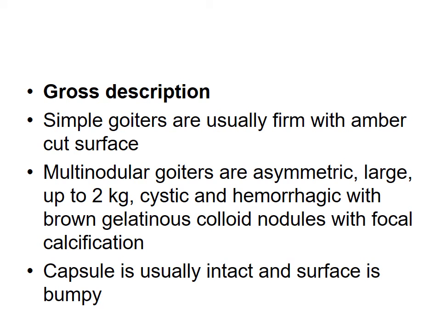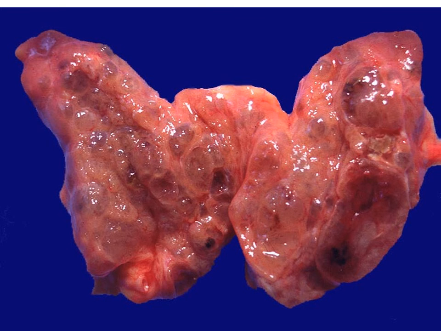Grossly, simple goiters are firm with an amber cut surface, and multinodular goiters are asymmetric, large, up to 2 kg. Cystic and hemorrhagic change can take place with brown gelatinous colloid nodules with focal calcifications. The capsule is usually intact and the surface is bumpy. This is the gross picture of a multinodular goiter in which you can see multiple nodules of variable sizes filled with colloid, and a shiny capsule can be seen on the external surface.